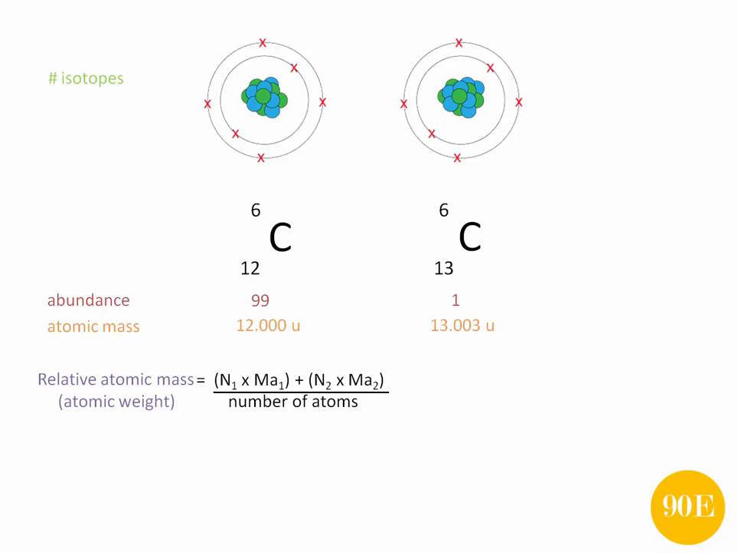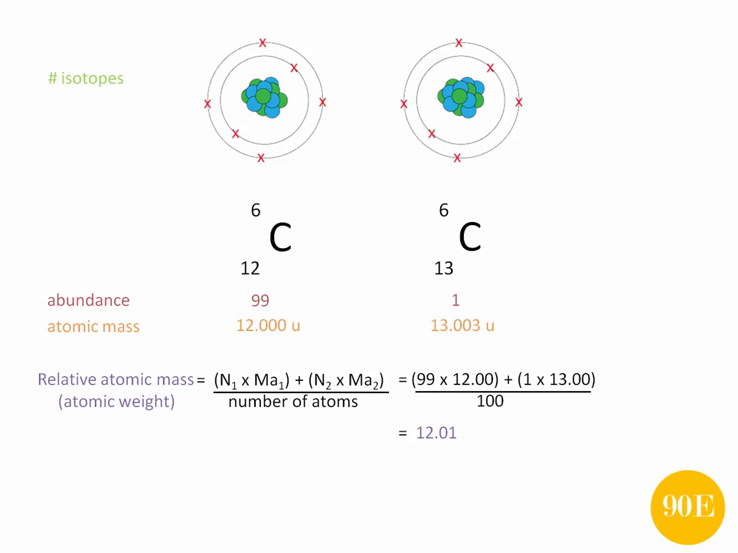Let's calculate the relative atomic mass using this equation. We plug in the numbers, so 99 atoms that have got atomic mass of 12 and 1 atom with atomic mass of 13. We've got 100 atoms in total in the sample. Using our calculator we can work out that the relative atomic mass of carbon in this sample is 12.01.